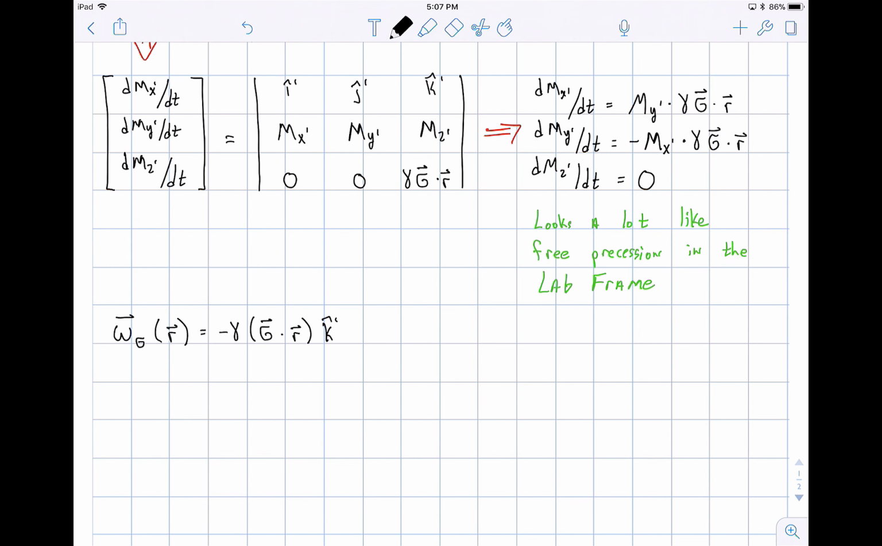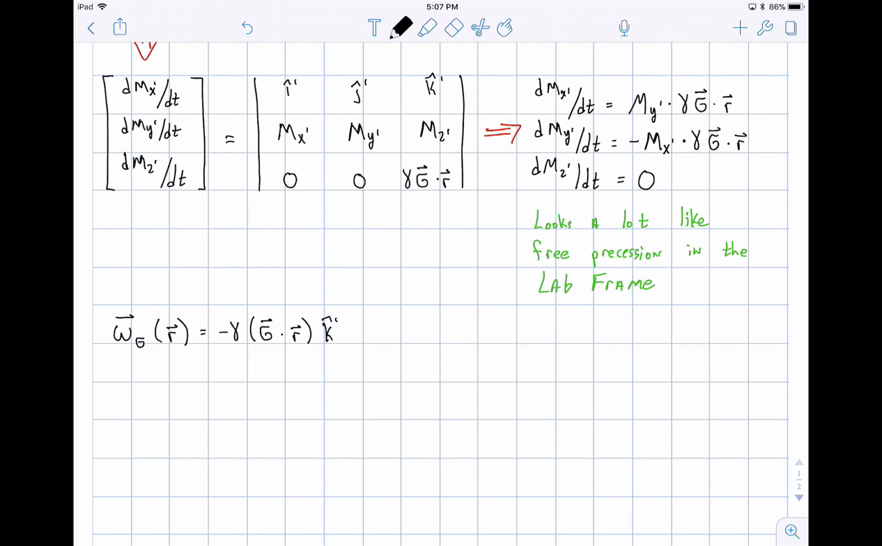So the gradients cause precession; they're B fields. The B fields are oriented along the k direction, so that shouldn't surprise us too much. The perhaps most interesting thing here is that they're going to give us precession that depends on spatial position, right? It depends on where you are relative to isocenter. What is omega G at isocenter?